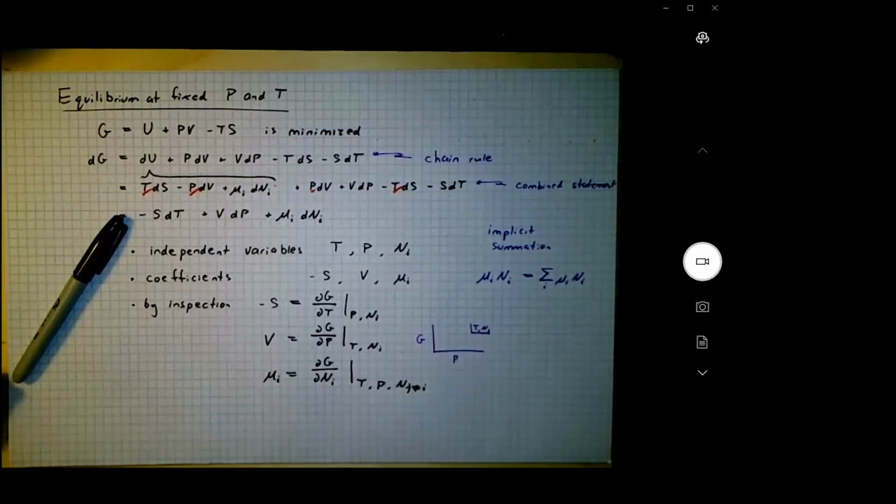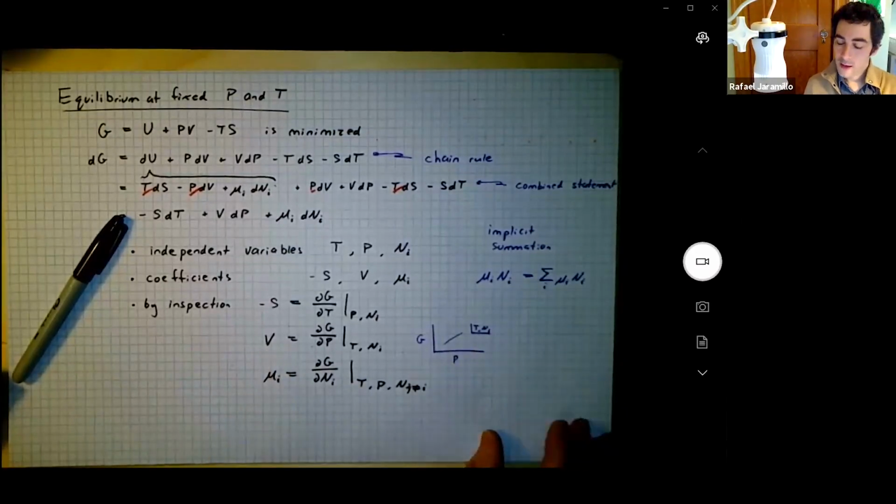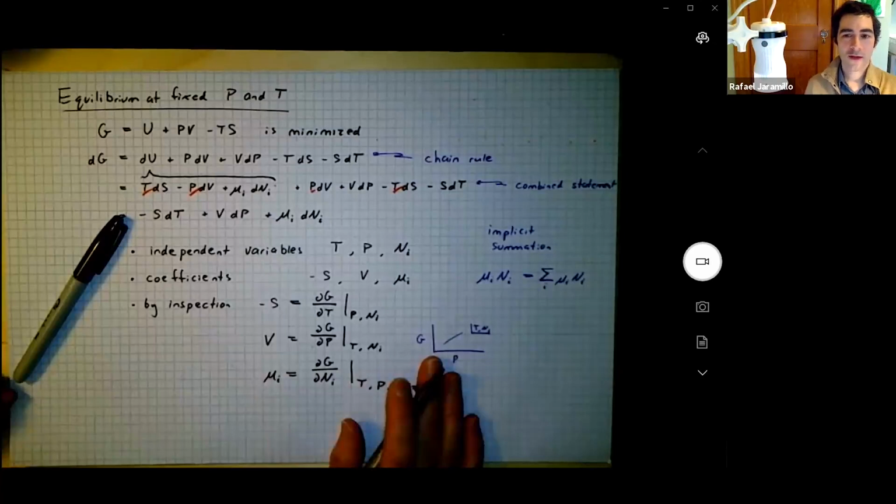It's positive, because volume is always positive. Can't have negative volume. All right, so that's good. Being able to pick off the slope and the curvature of these things is really useful. It's really, really useful, as you'll see.